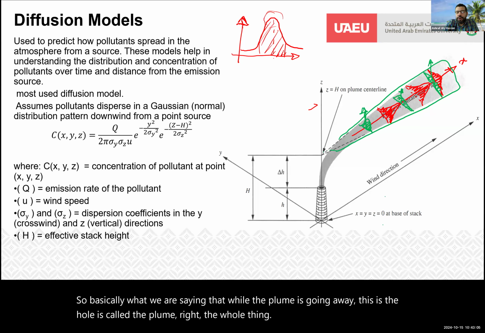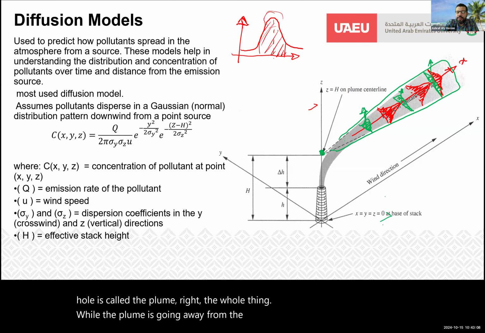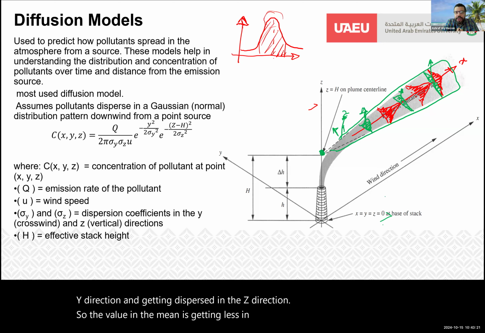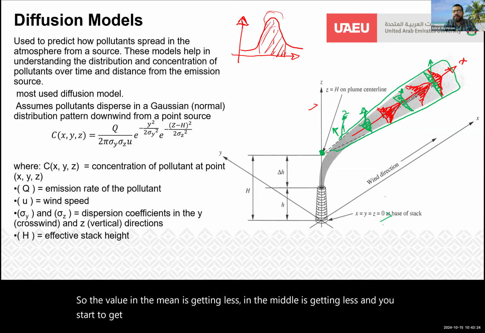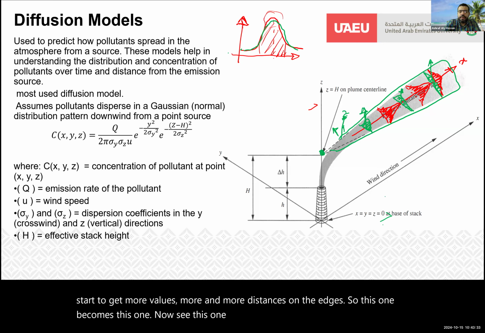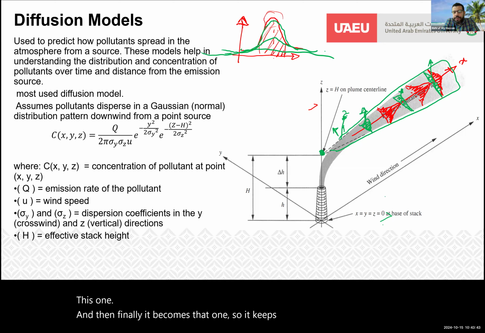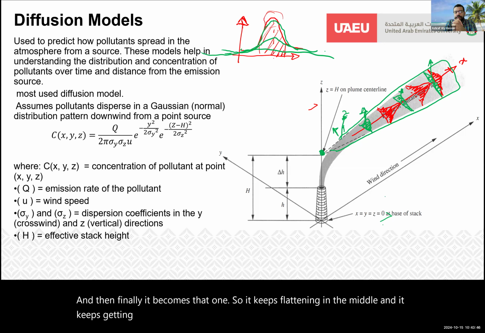While the plume is going away from the source, it's getting dispersed in the y direction and getting dispersed in the z direction. So the value in the middle is getting less, and you start to get more and more values on the edges. So this one becomes this one now. See, this one becomes this one. And then finally it becomes that one. So it keeps flattening in the middle, and it keeps getting wider on the edges until you don't see it because it's a really straight line. That's when it's completely dispersed.